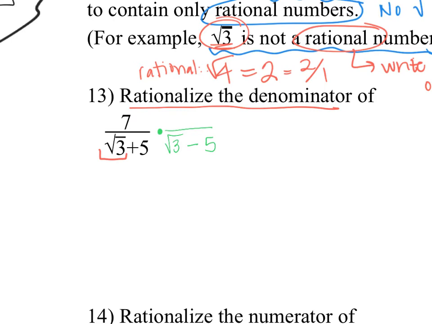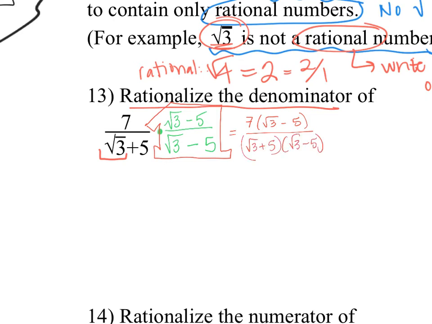But if we want to keep our fraction equivalent, remember whatever you do to the bottom, you have to do to the top as well. And we're allowed to do that because really we're just multiplying by 1. And so on the numerator, we're going to have to take 7 times square root of 3 minus 5. And then the bottom will be that square root of 3 plus 5 times square root of 3 minus 5, which we already know radical 3 times radical 3 is 3.